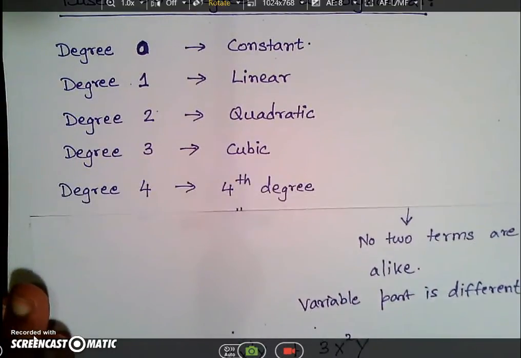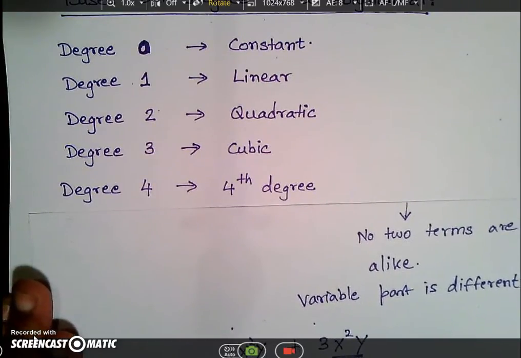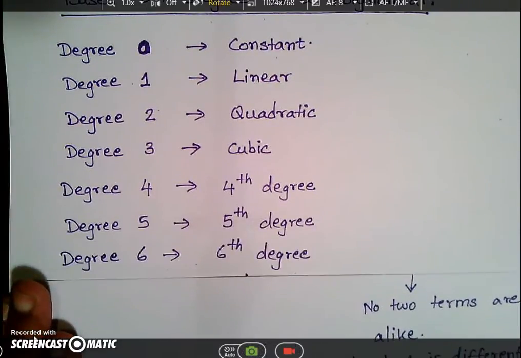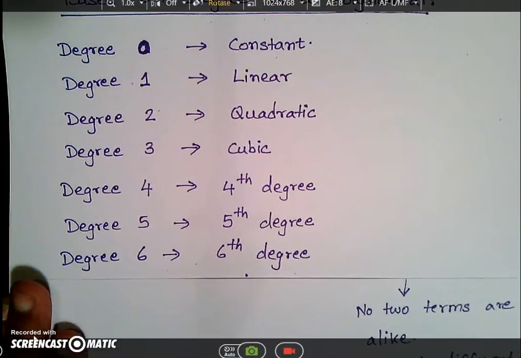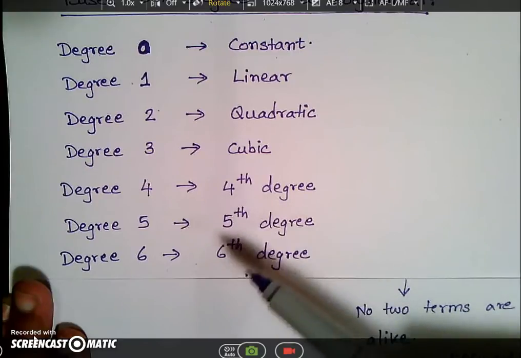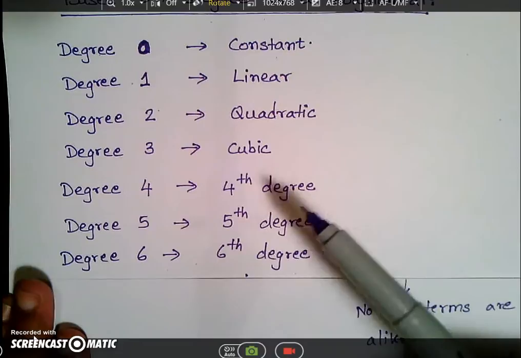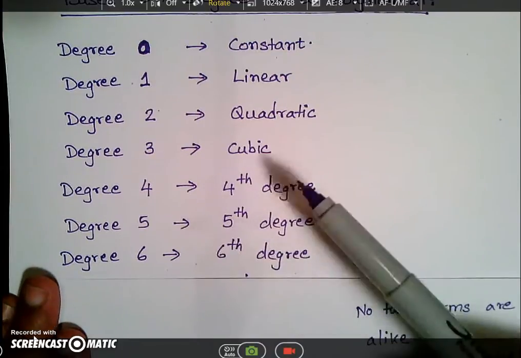All other degrees, we are just going to use the number: 4th degree, 5th degree, 6th degree, and so on and so forth. Okay, there are names to this. If you want to Google it and figure it out, you can do that. There are names to it, but for the sake of this year, you're just being introduced to this concept.